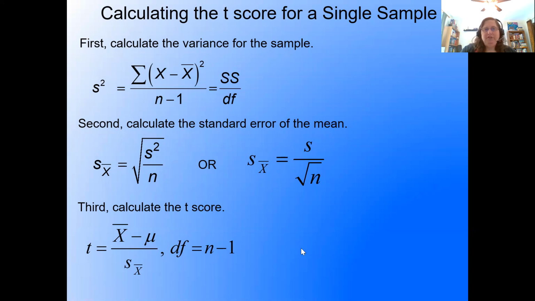And then we come down to step 3, where we calculate the t-score, which is x bar minus mu over the standard error of the mean for a sample. And then we calculate df equals n minus 1.